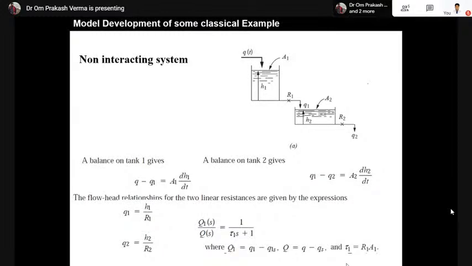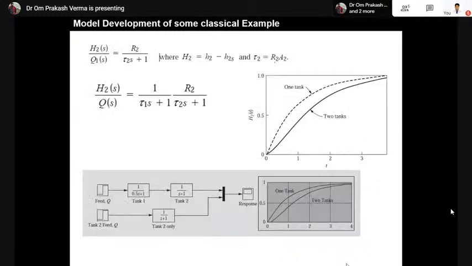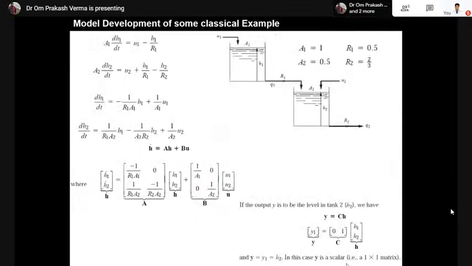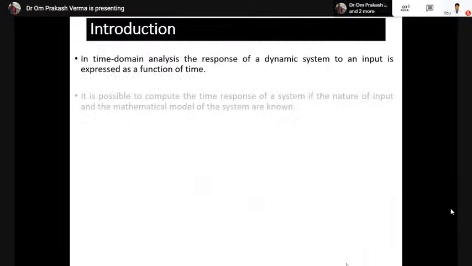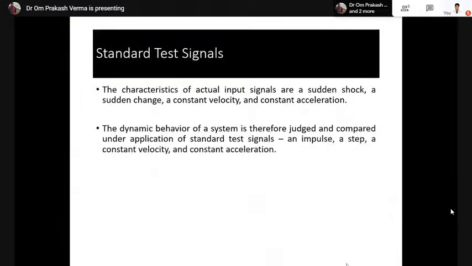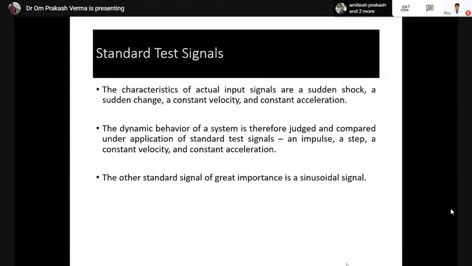And then yesterday we started with the state space model, and then we took one example of a non-interacting and interacting tank system, and we compared the response of the interacting and non-interacting tanks, and saw the difference. Then we discussed different types of basic signals that are supplied as an input to any model or process.